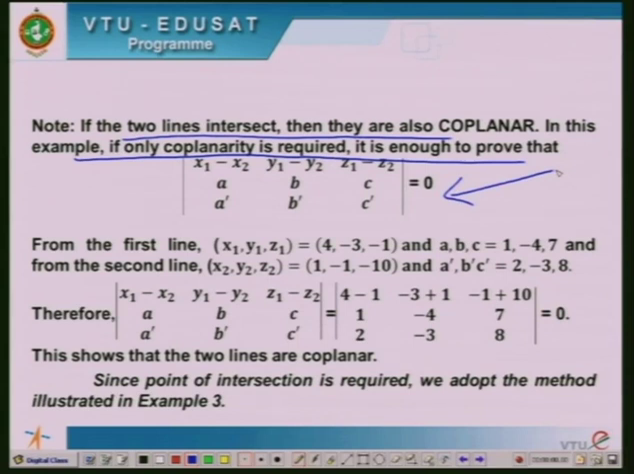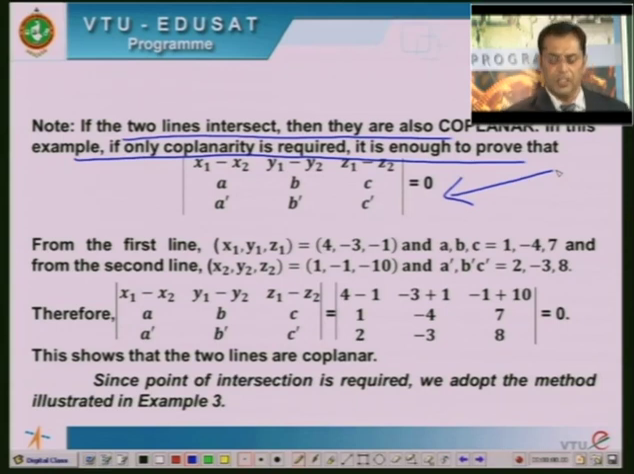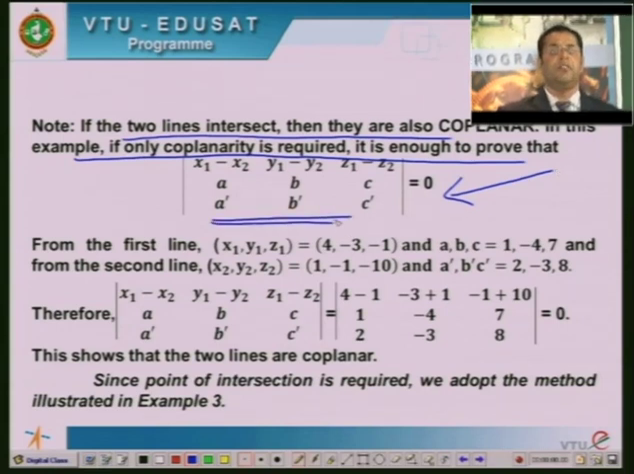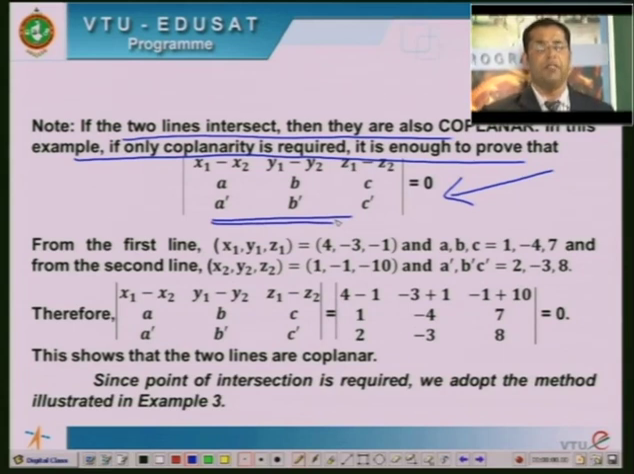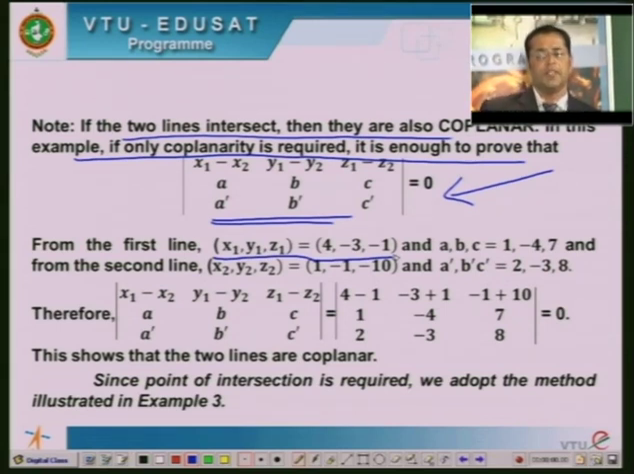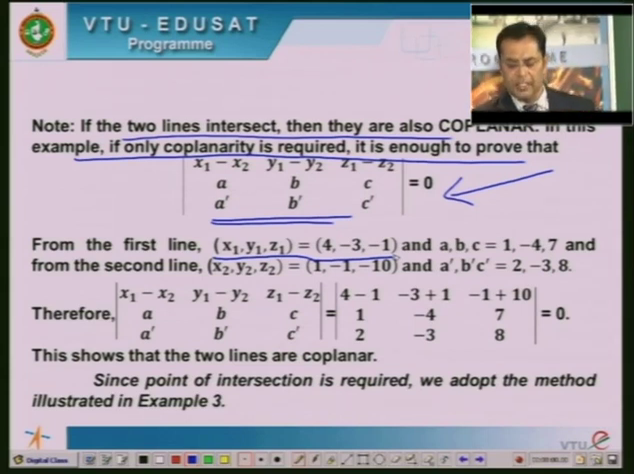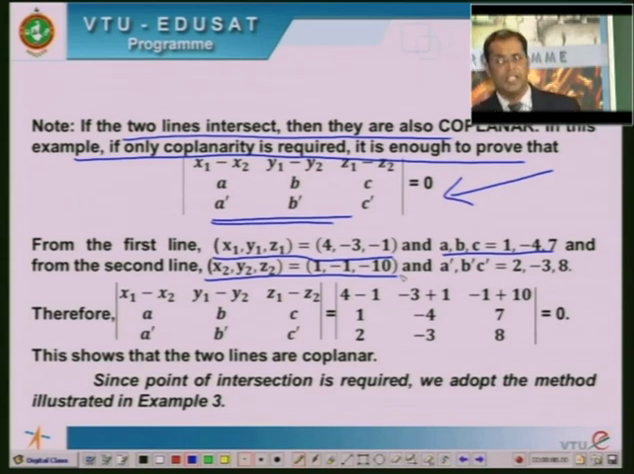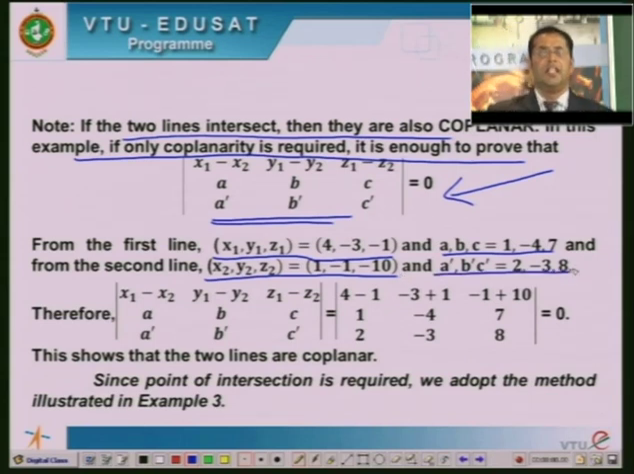Determinant of x1 minus x2, y1 minus y2, z1 minus z2; A, B, C; A dash, B dash, C dash equal to 0. This was, if you remember friends, the condition for coplanarity of two lines which was discussed in the previous session. If you require only coplanarity, it is very simple because from the first line, the numerators of the ratios give you the point as (4, minus 3, minus 1). The denominators of the ratios give you A, B, C which is (1, minus 4, 7). From the second line, the numerators of the ratios give x2, y2, z2 equal to (1, minus 1, minus 10) and the denominators give A dash, B dash, C dash equal to (2, minus 3, 8).